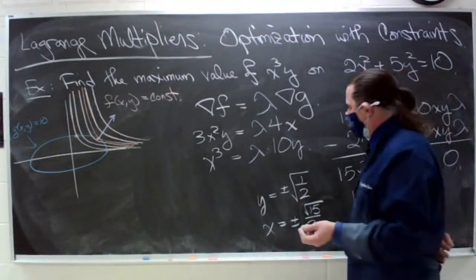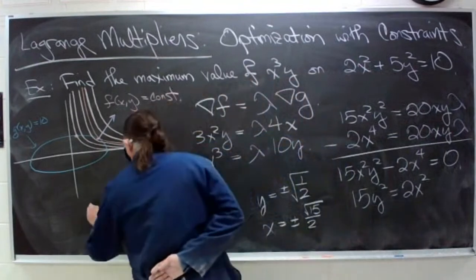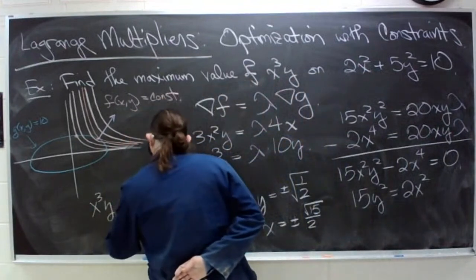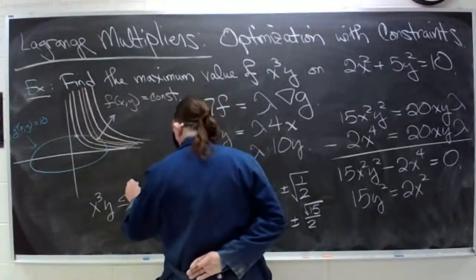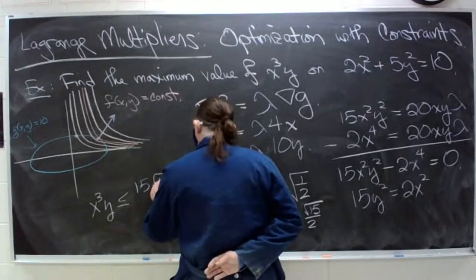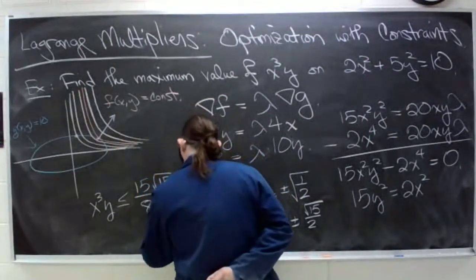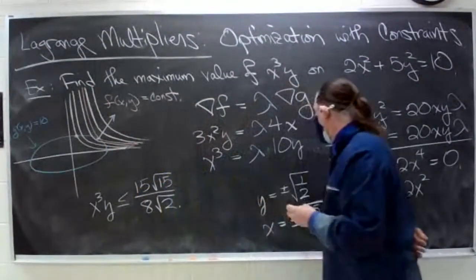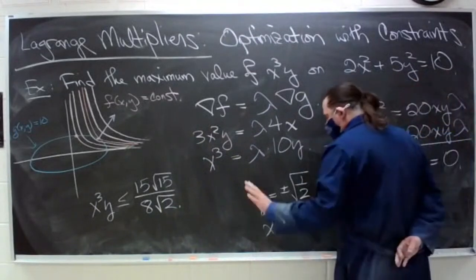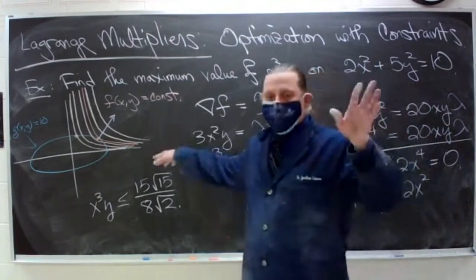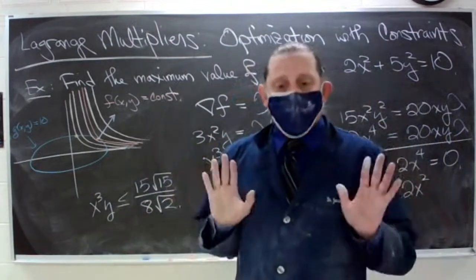And so the maximum value, we could write it out. All right? I would have 15 root 15 divided by 8 root 2. All right? You can write it in your competition math, blah, blah way if you want to. All right?